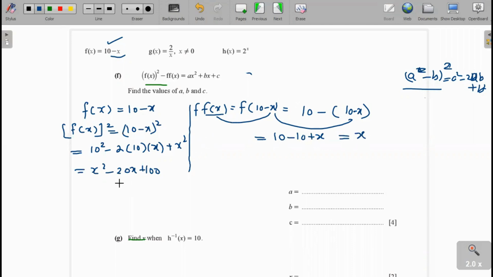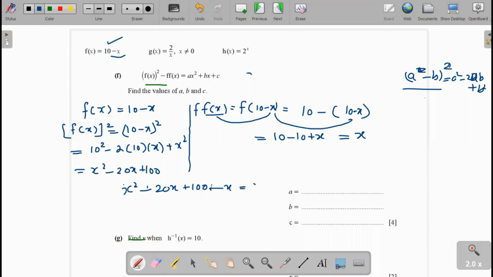Now we add these values. F of x whole squared is x squared minus 20x plus 100 plus x, equal to ax squared plus bx plus c. Now you see here that it is x squared minus 19x plus 100, and therefore the coefficient on the left side is 1. Therefore a is 1, and b is minus 19, and the last constant is 100, and this is the answer.